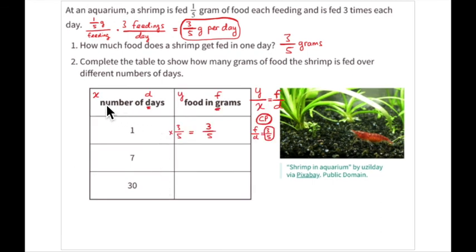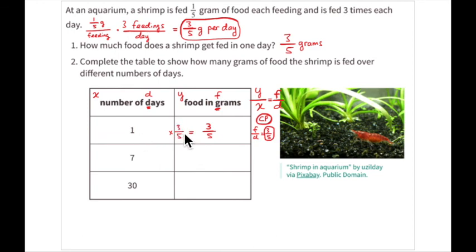So the number of days is going to be the x value, and that's going to be labeled as D, days. And y is going to be the grams of food, and that's going to be using the letter F for food. And the constant of proportionality is the grams of food divided by the number of days. So how many days does it take to equal a certain number of grams of food? So y divided by x is the amount of food divided by the number of days. Well, that's 3/5 divided by 1 day. So the constant of proportionality is 3/5. So the amount of food is 3/5 times the number of days.